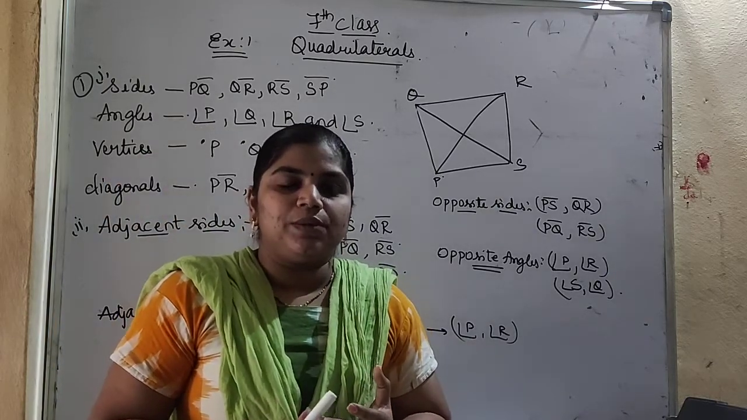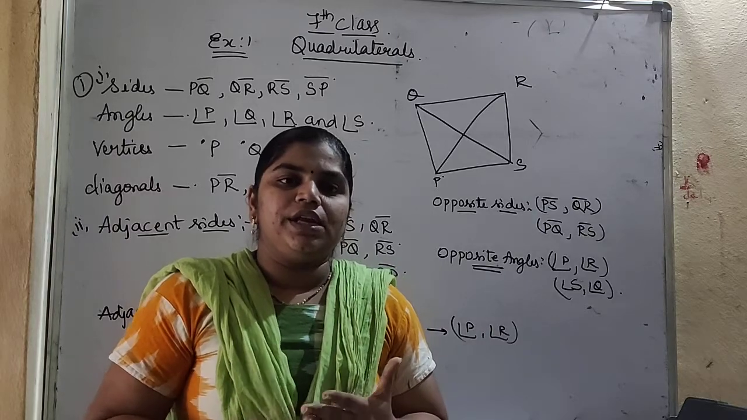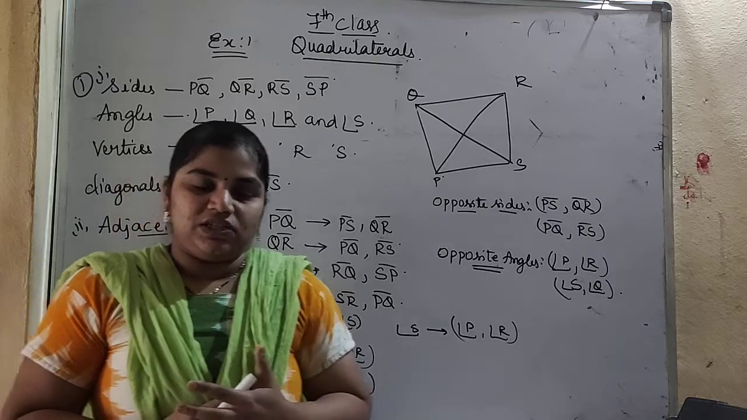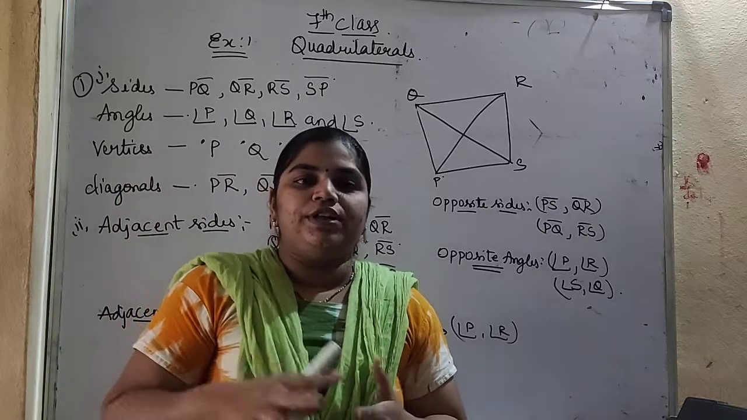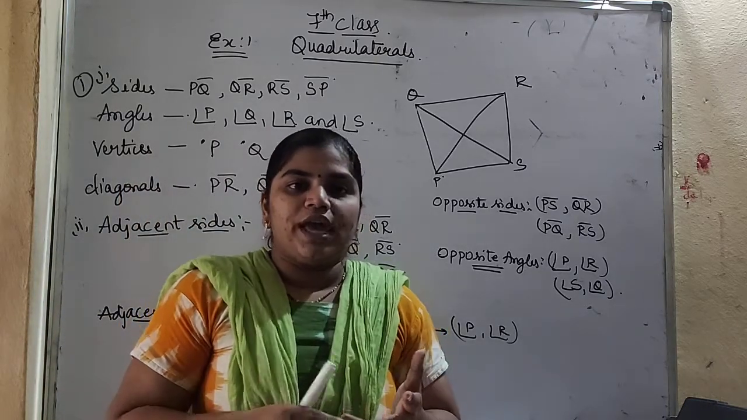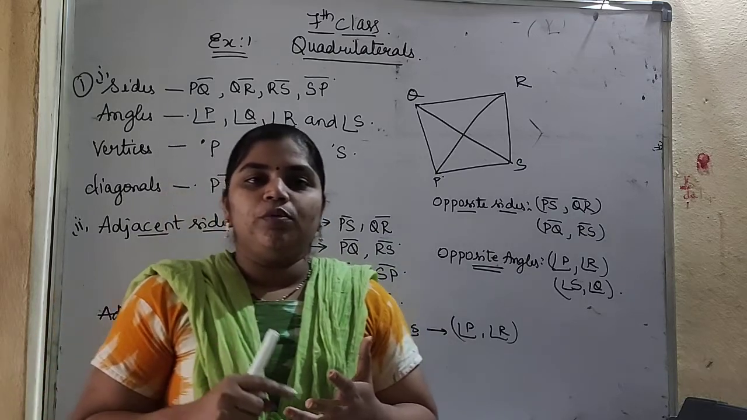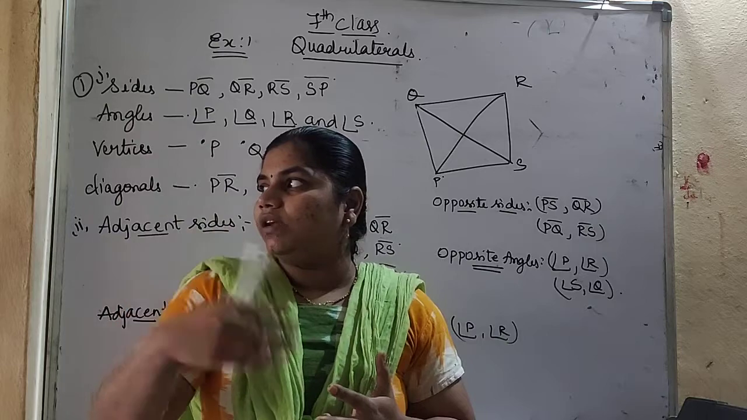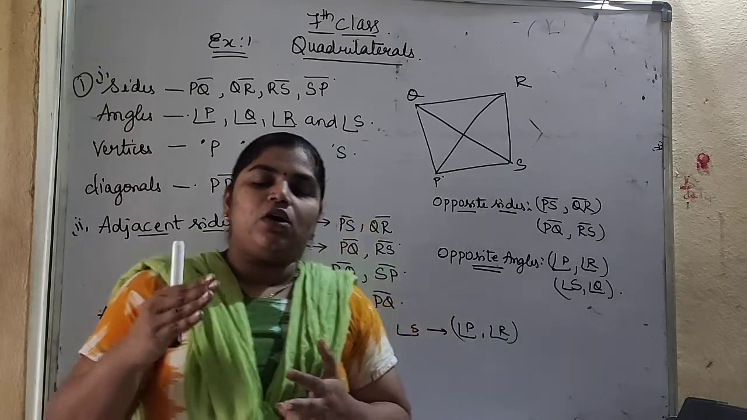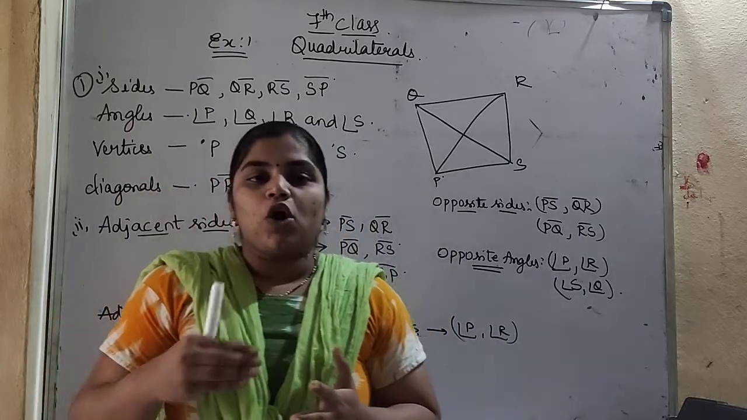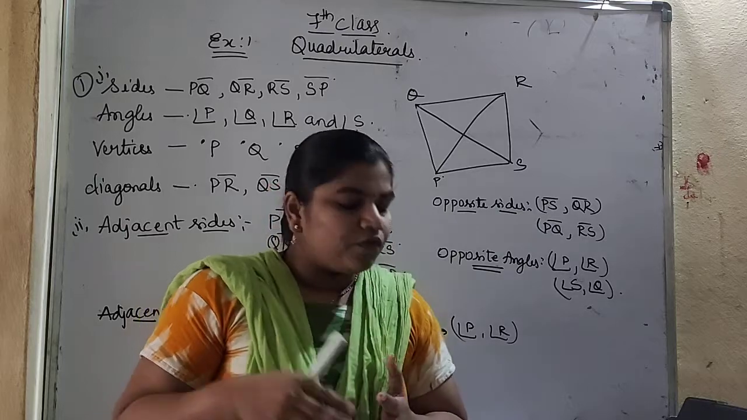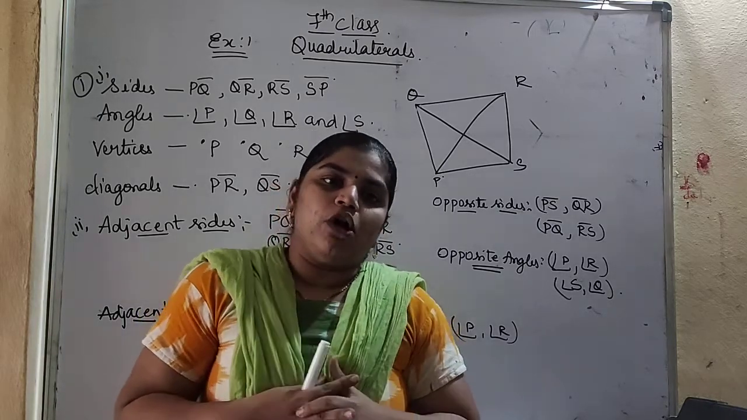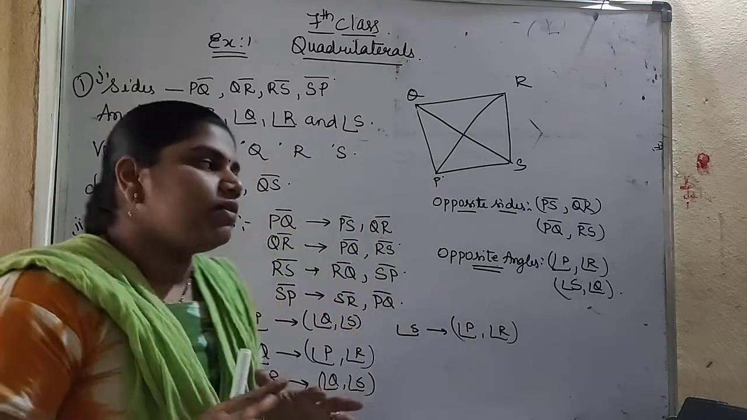So what is the angle sum property? The sum of the four interior angles will be equal to 360 degrees. And what are the two different types of quadrilaterals? Concave and convex. So what do you mean by convex? All the interior angles will be less than 180. We will call it a convex quadrilateral. And concave means one of the angles will be greater than 180. We will call it a concave quadrilateral. So this is our topic.